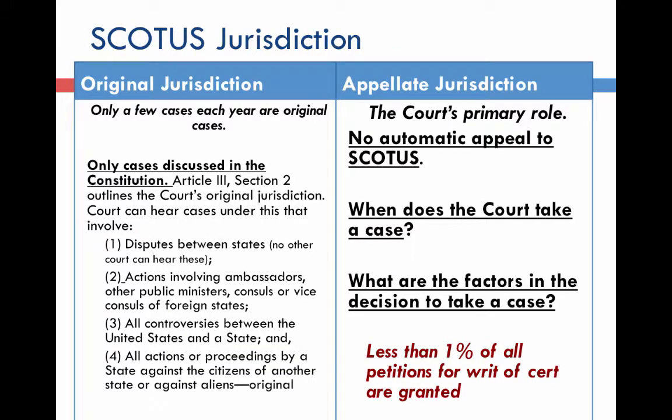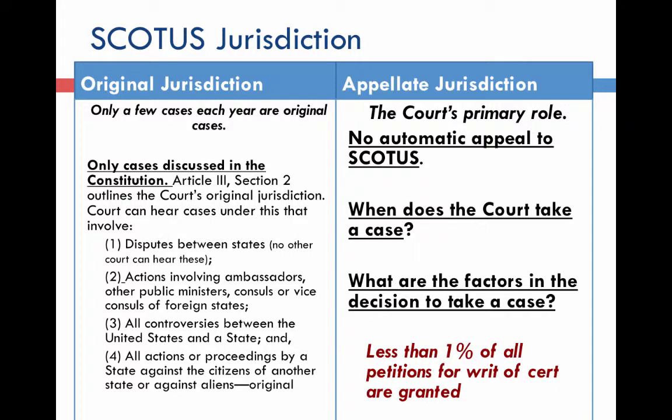So the Supreme Court's jurisdiction is split in two, and for a minute I want to focus on appellate jurisdiction since we were already there. The court's primary role in our society today and in our governmental system is that of Supreme Appellate Court. And so it hears cases from below, but there is no automatic right to appeal. So if you lose at district court, you can automatically appeal at circuit court. However, if you want to appeal the decision further to the Supreme Court, you have to ask them for permission to appeal. It's a process called applying for a writ of certiorari, or writ of cert.